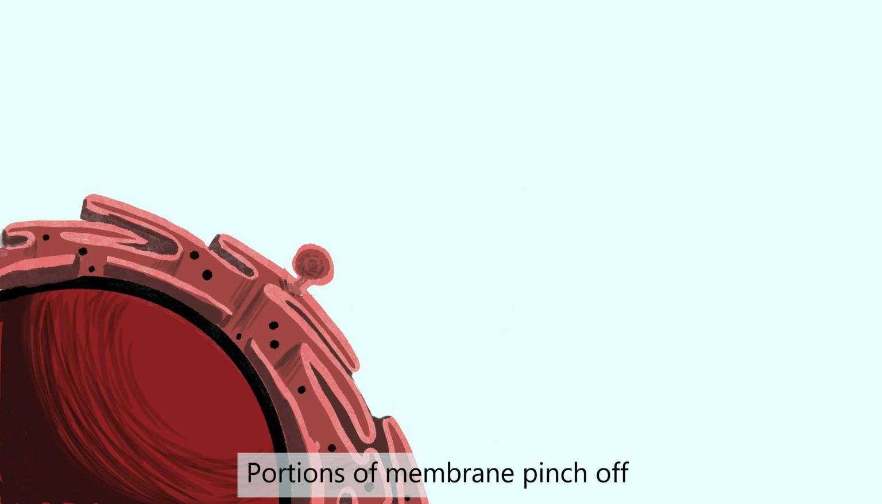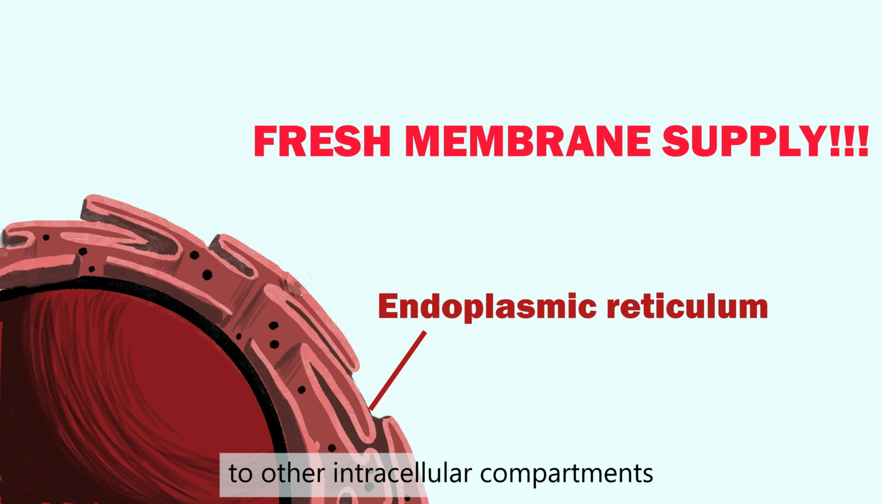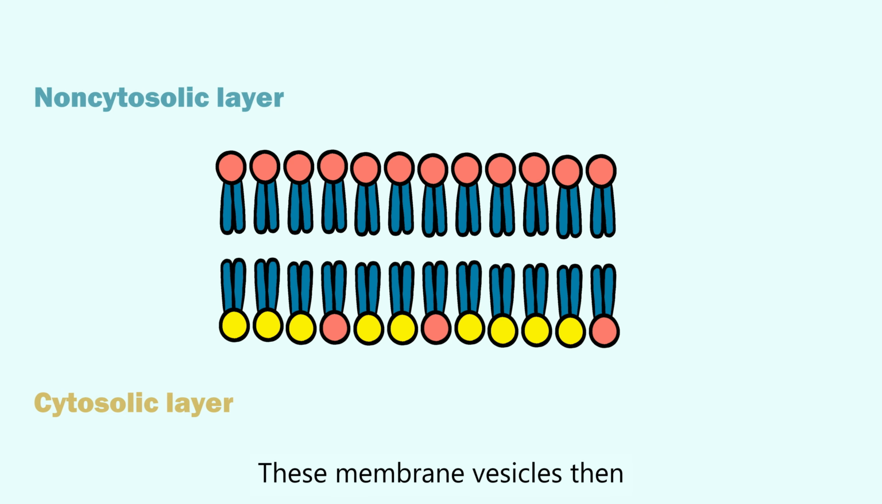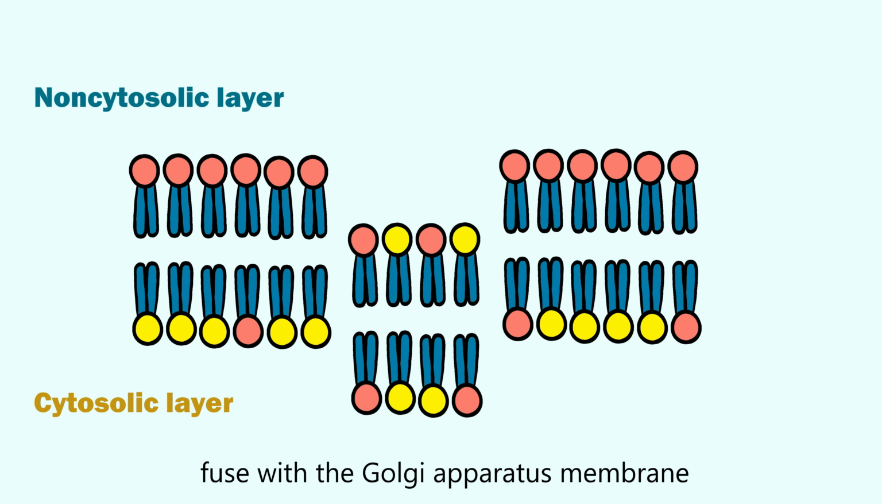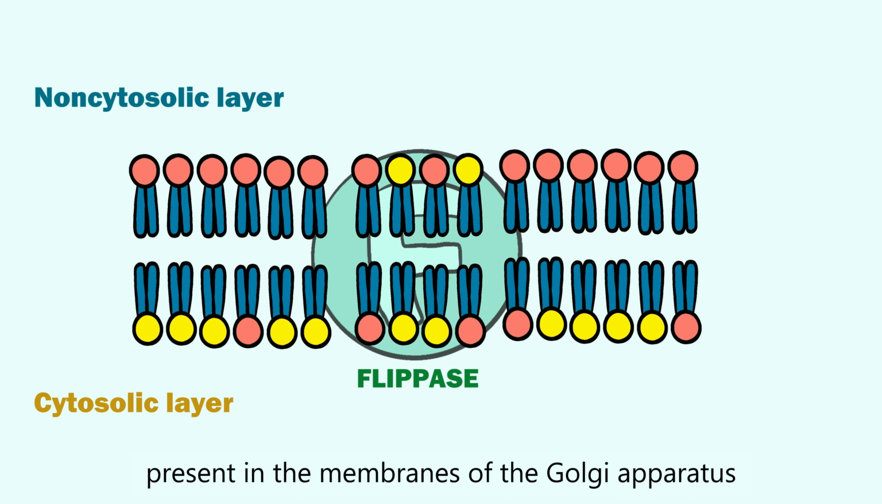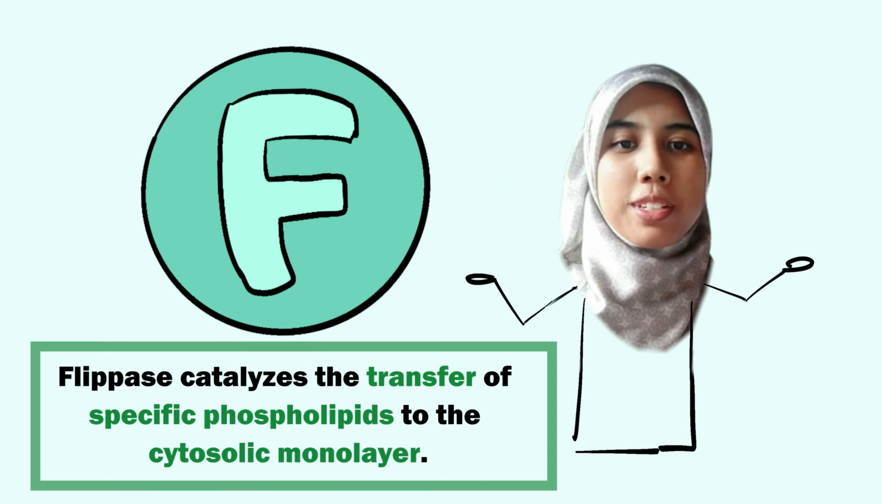Portions of membrane pinch off from the endoplasmic reticulum to supply fresh membrane to other intracellular compartments, such as the Golgi apparatus. These membrane vesicles then fuse with the Golgi apparatus membrane. Flippase is a transmembrane protein present in the membranes of the Golgi apparatus and other cellular membranes. Flippase catalyzes the transfer of specific phospholipids, not random ones, to the cytosolic monolayer.